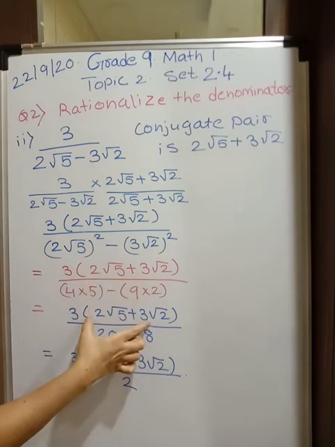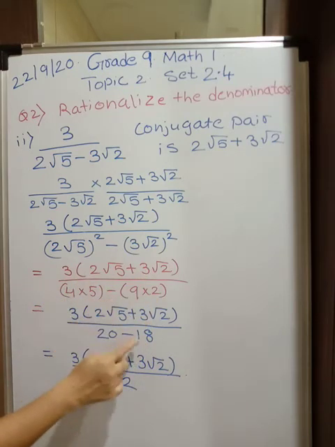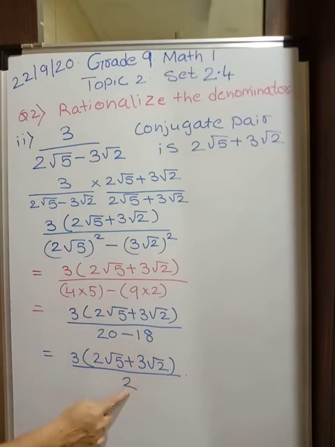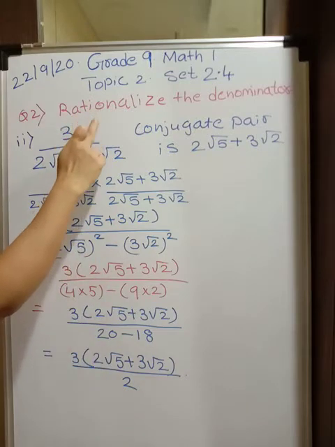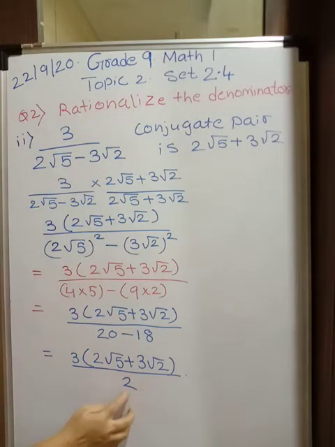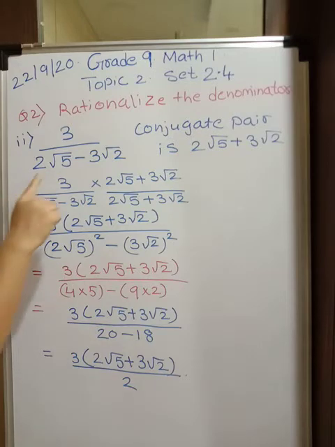This term as it is. 4 5s are 20, minus 18 is nothing but 2. So at the end, the denominator should be a rational number. We have reached up till here and now rationalize the denominator. We have rationalized our denominator. First it was like this, now it has become 2. Understood? Let's go for the next problem as well.